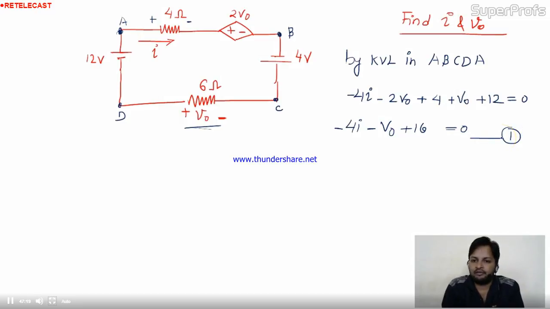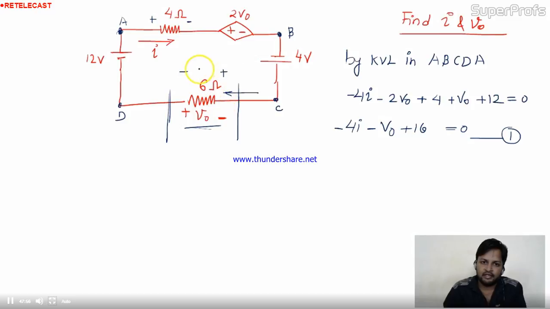Equation 1. Now if you observe this equation, we have two unknowns, two variables, but only one equation. So to get the values of these unknowns we need another equation. Can we make an equation from the given data? See here, V0 is given with polarity like this. Now in this circuit current is coming. Due to this current the voltage drop will be like this, and the value of the voltage drop will be 6I.